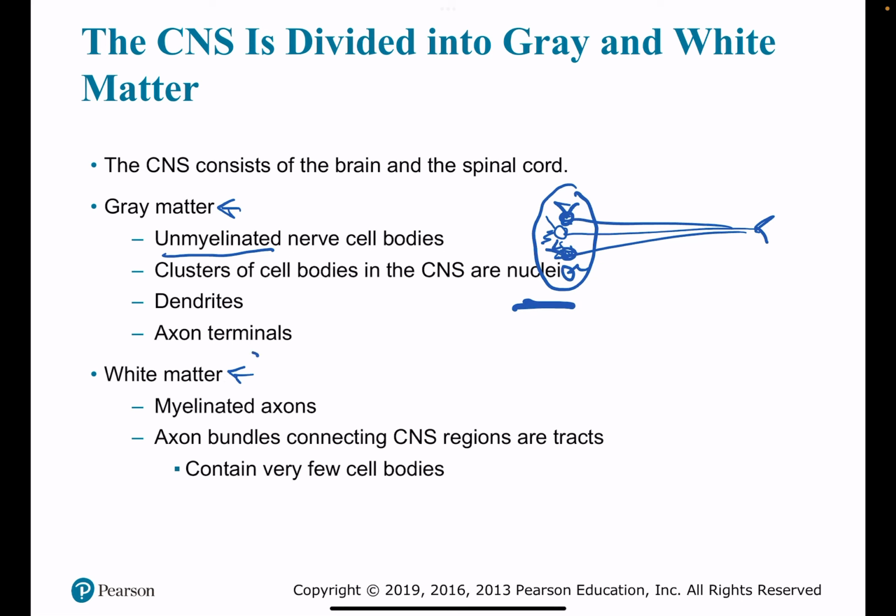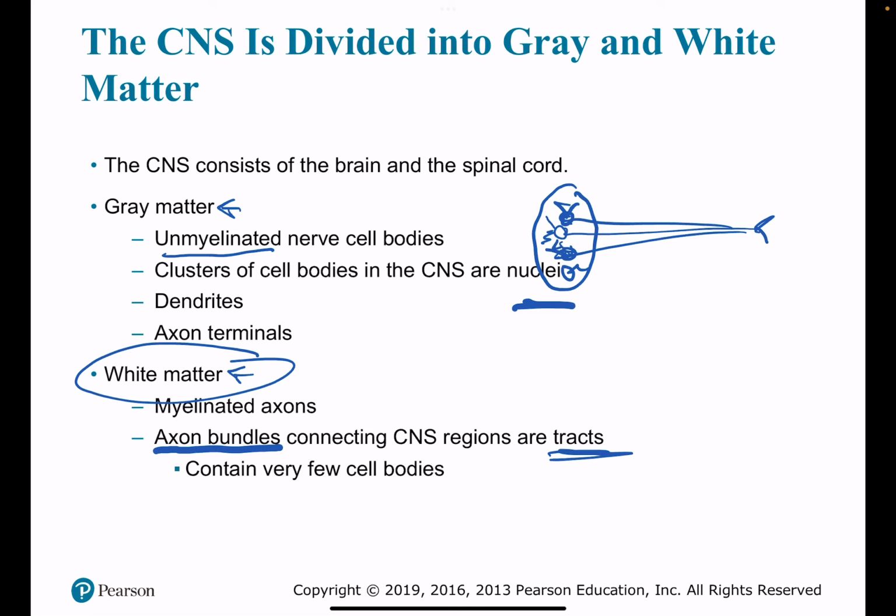When it comes to white matter, again, white matter is myelination. So when we have clusters of these together, we are going to say that they're axon bundles, because that's where your myelination is occurring. And if it's in the central nervous system, we call them tracts.